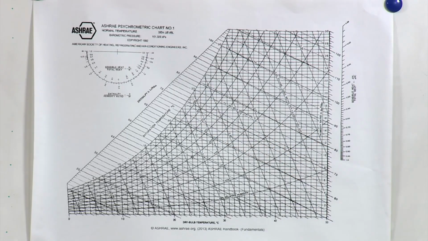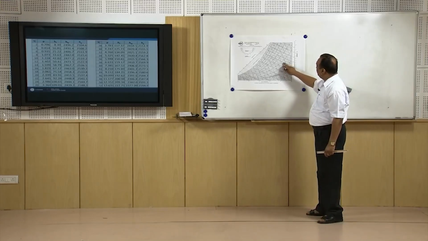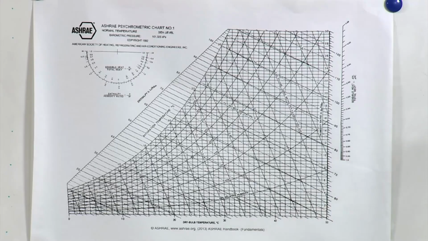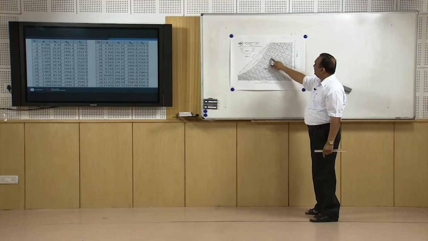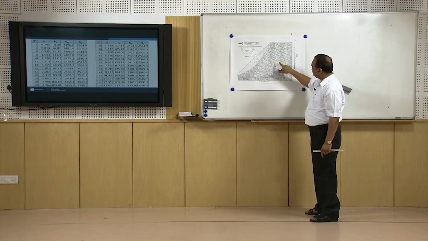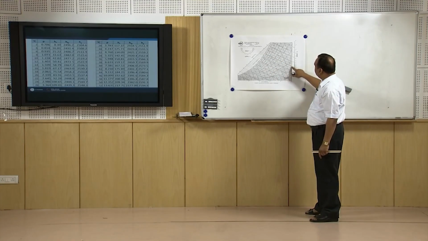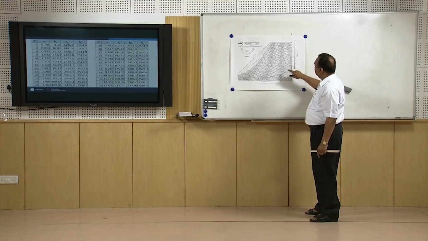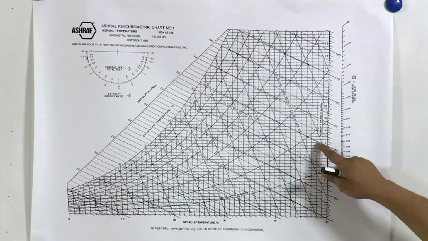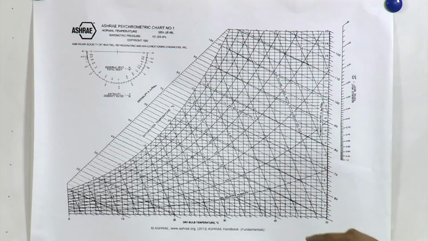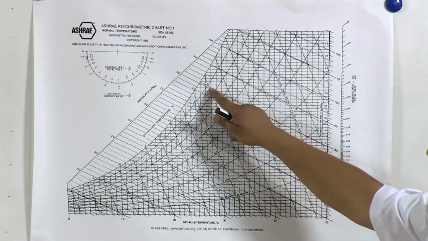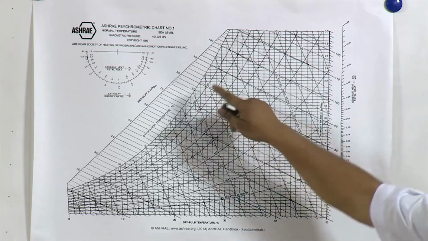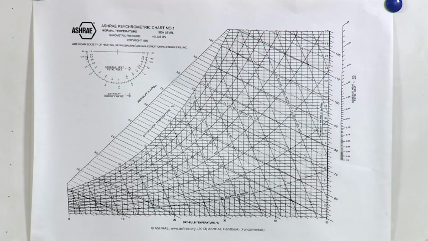Why has it increased? It has increased because more water vapor is added during this process, and the enthalpy of water vapor is also accounted for while calculating the enthalpy of the air. So that is why the inclination of this line is slightly more than the inclination of the constant enthalpy line, right.